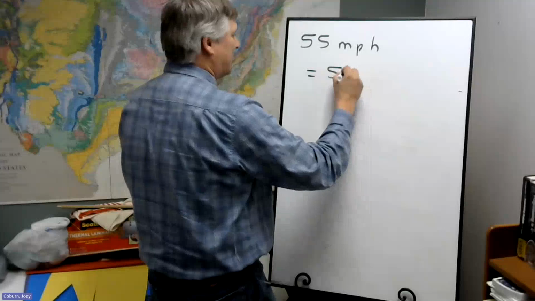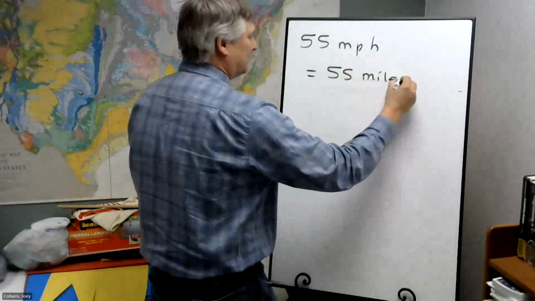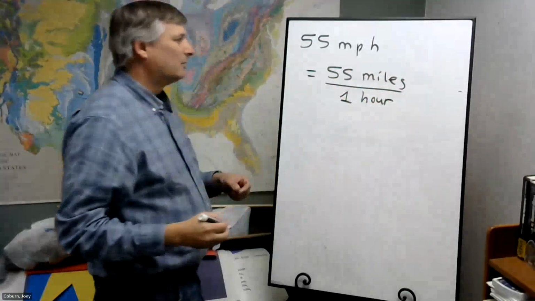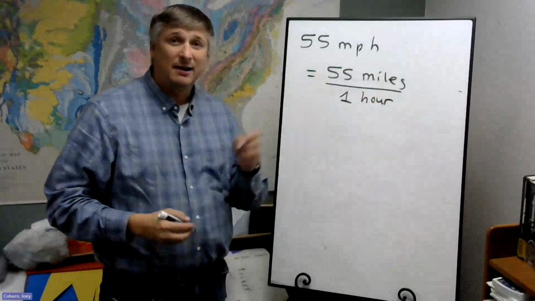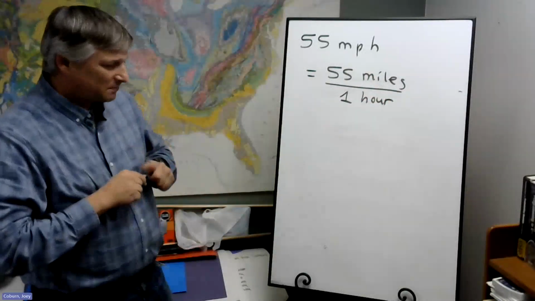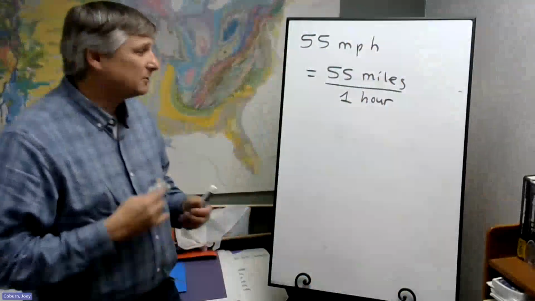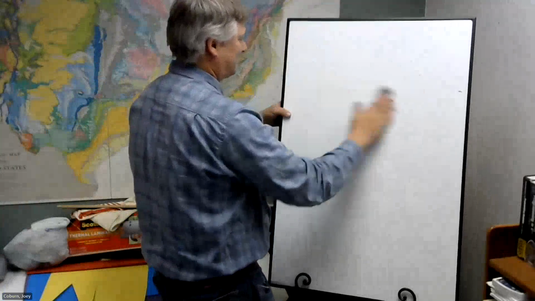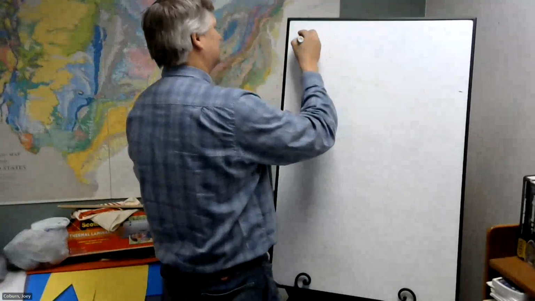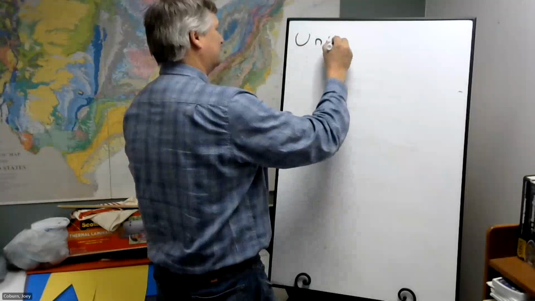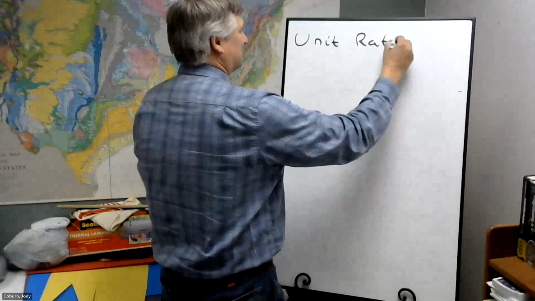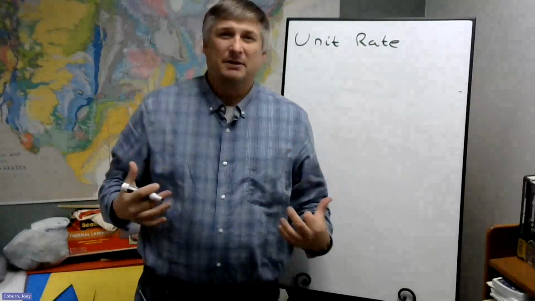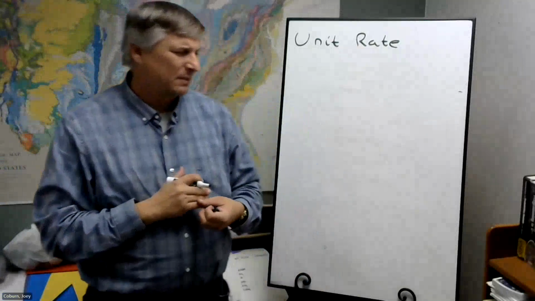This is 55 miles per 1 hour. We're comparing distance and time. So one of the things we'd like to do is come up with something called a unit rate. A unit rate is when we want to make the denominator equal to 1.